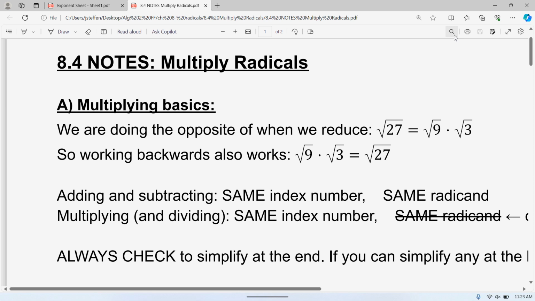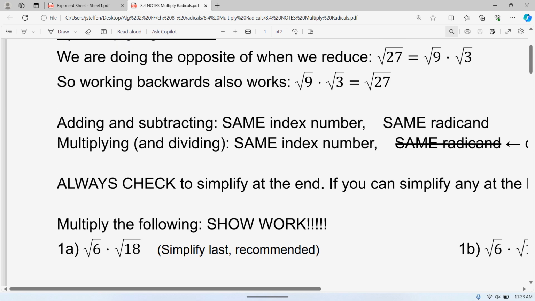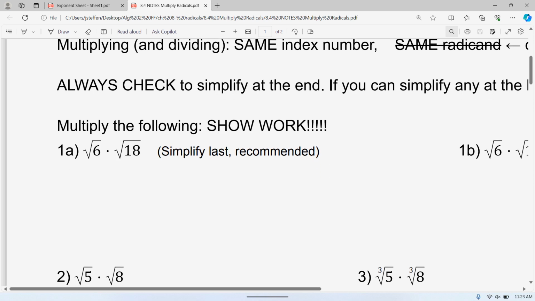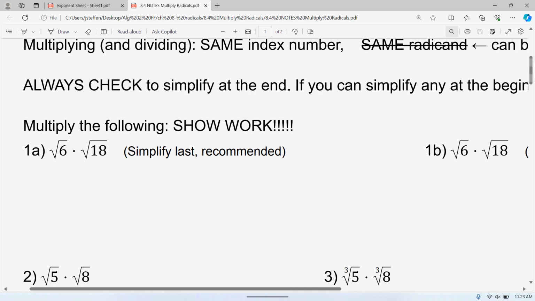We have already done this a little bit. When we reduced radicals, we took the square root of 27 and split it up into 9 times 3. Well, today we're just doing the opposite. We have the square root of 9 times the square root of 3, and we can multiply those together to get the square root of 27.